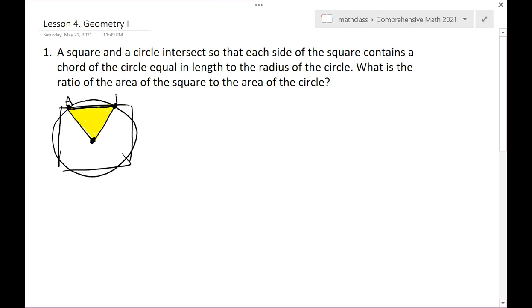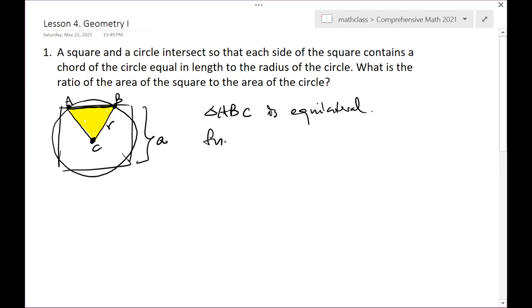I'm going to call it A, B, and C. So the triangle ABC is equilateral. That's a very important observation. You have to use all the given information. Now, so this is radius R, right? And this side is called A, the length.